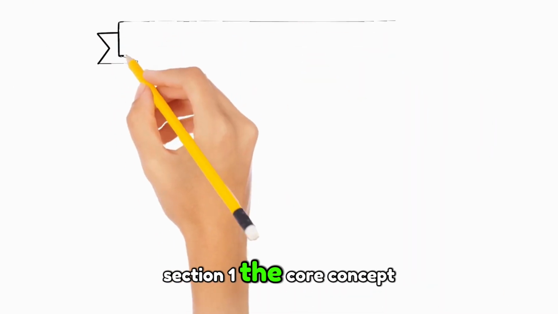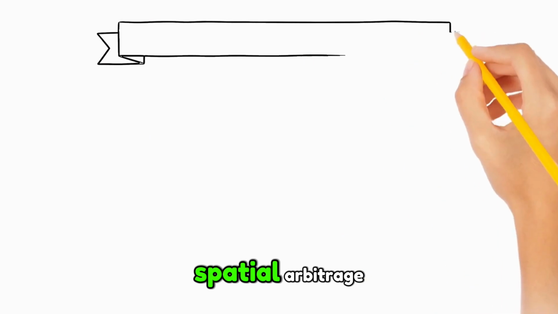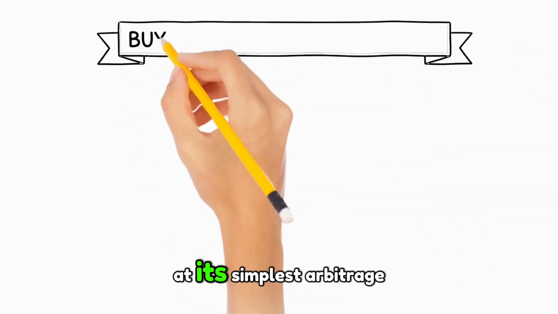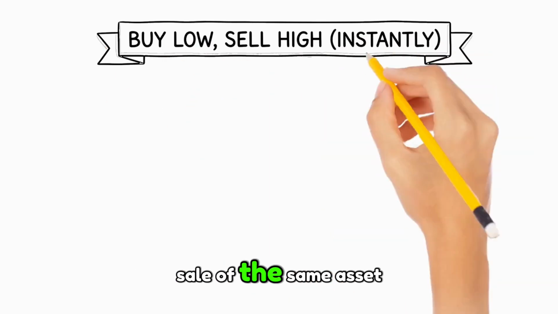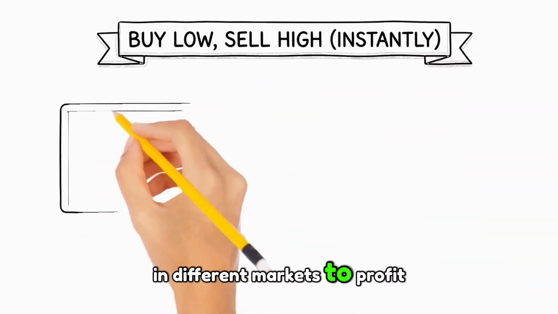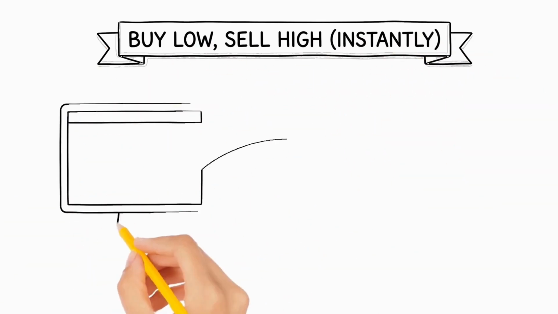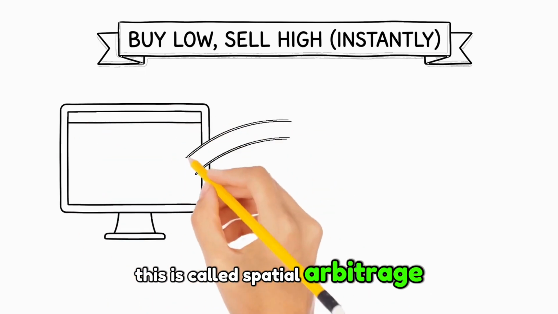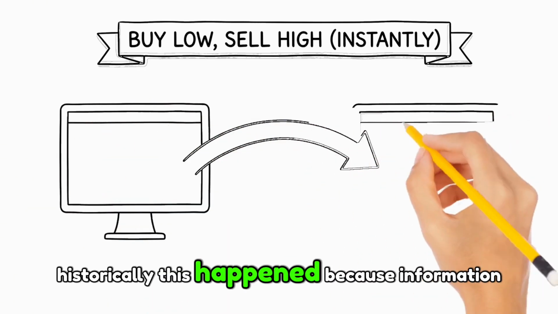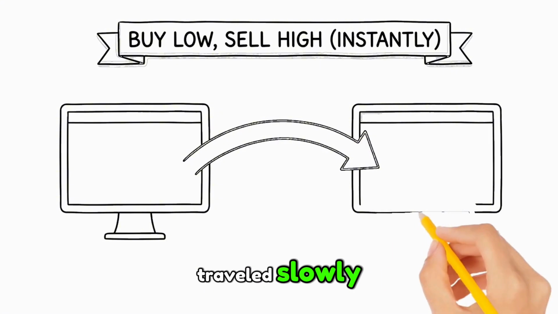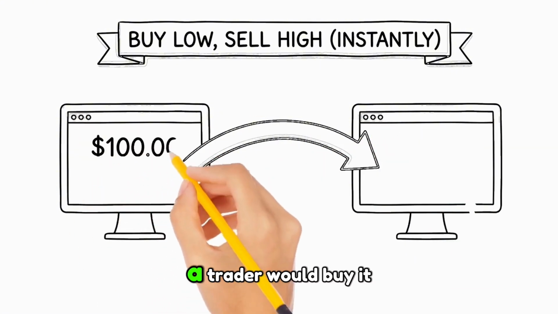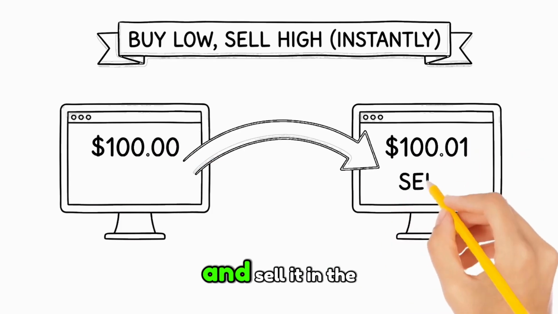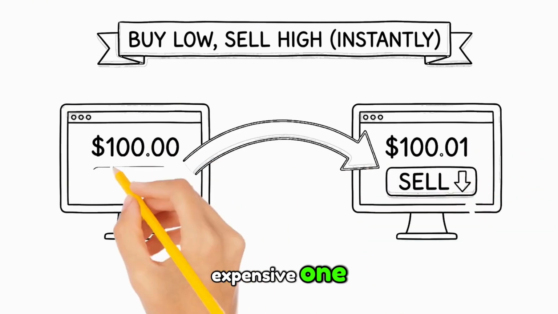Section 1. The core concept: spatial arbitrage. At its simplest, arbitrage is the simultaneous purchase and sale of the same asset in different markets to profit from a difference in price. This is called spatial arbitrage. Historically, this happened because information traveled slowly. If wheat was cheaper in one city than another, a trader would buy it in the cheap city and sell it in the expensive one.